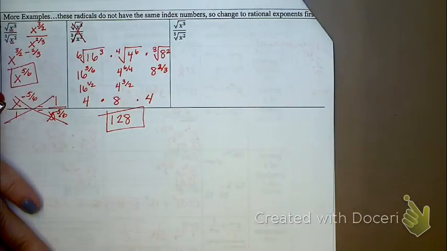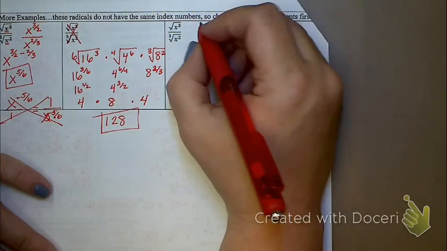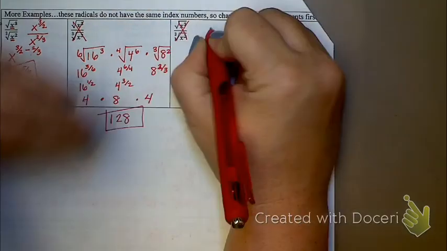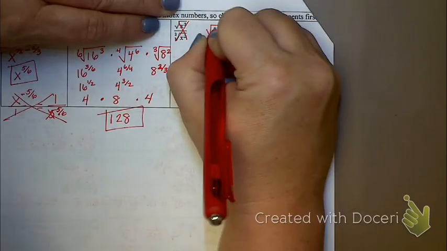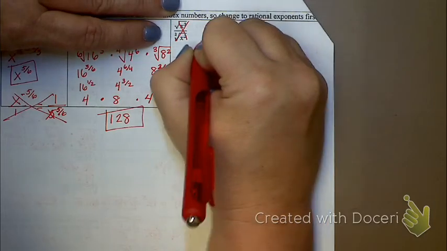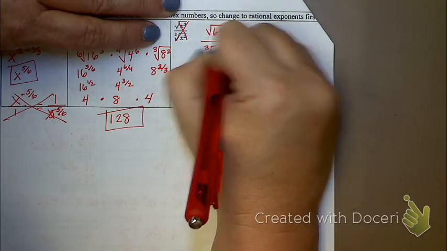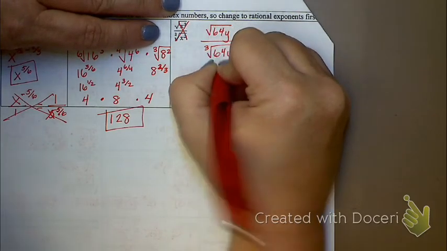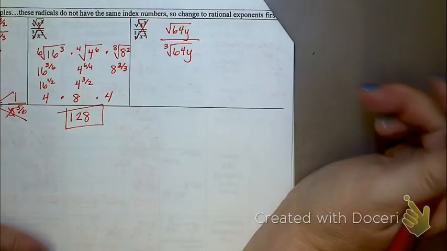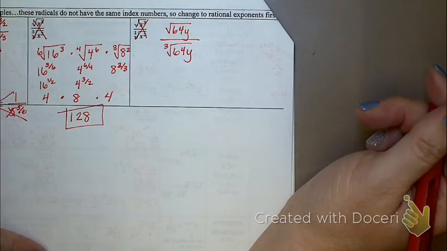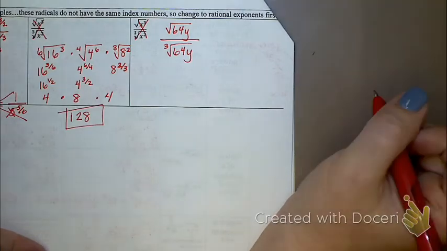Okay. All right, last example. I'm going to change this one. It's going to be the square root of 64y over the cube root of 64y. Now, I see 64y and 64y, and everything in me wants to just cancel the 64y's. But I can't. Why not?